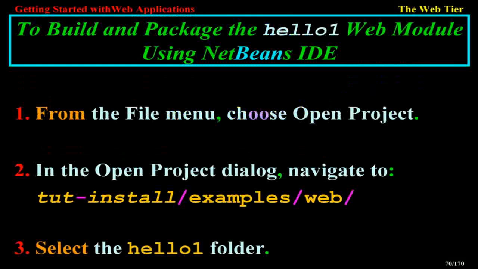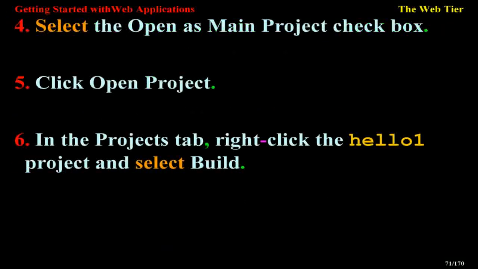From the File menu, choose Open Project. In the Open Project dialog, navigate to tut-install/examples/web. Select the Hello1 folder. Select the Open as Main Project checkbox. Click Open Project. In the Projects tab, right-click the Hello1 project and select Build.